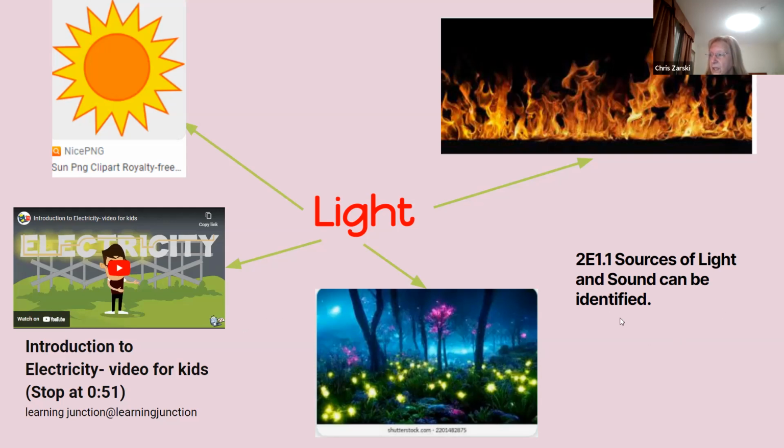But your outcome, U1.1, is that sources of light and sound can be identified, right? So where do they get their source of light? That's your focus. Where did the light come from? And yes, you're going to unpack them to a certain degree, but remember, not getting overly technical here. That's not the point of grade 2.